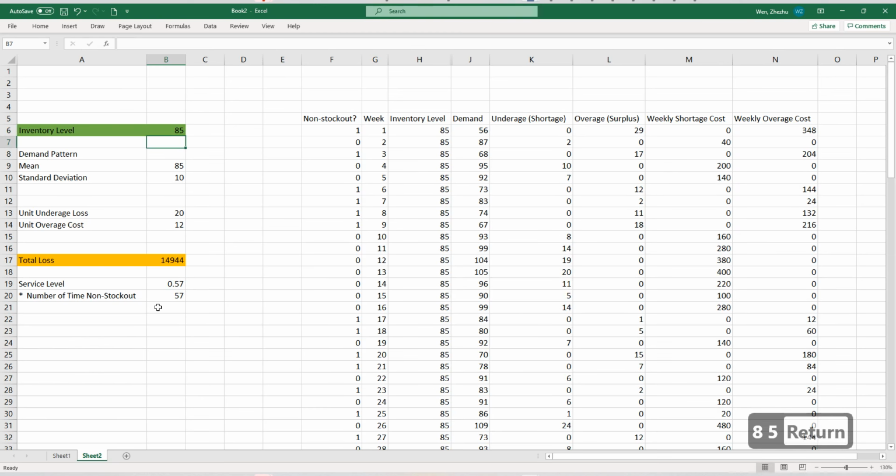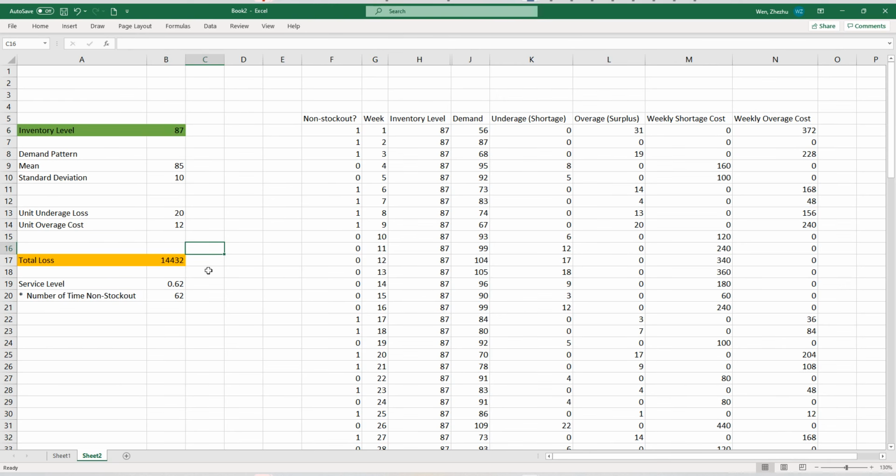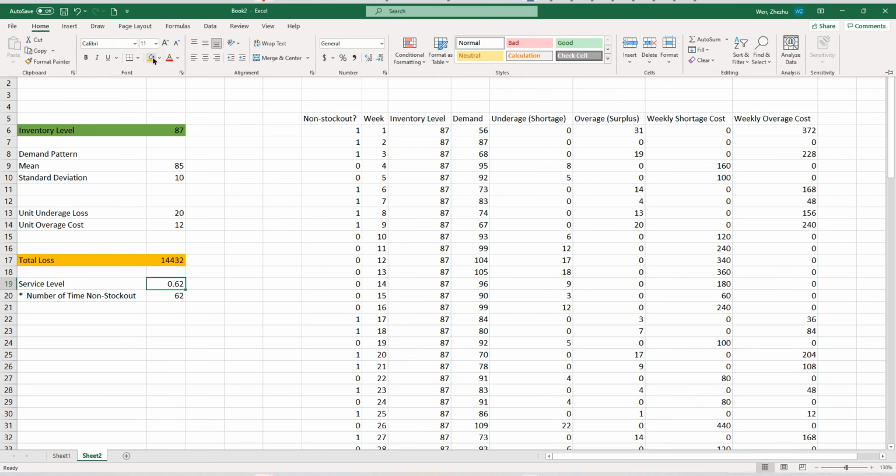You see that service level in fact increased and total loss has reduced a lot. But is this optimal? 86 maybe? Let's keep increasing. 87 maybe? I'm not sure. You need to look it up, to see if we can at least improve this or find something much better that can help us minimize the total loss. This is the end of simulation number 2. You see that whenever I adjust the inventory level, total loss changes, so does service level.